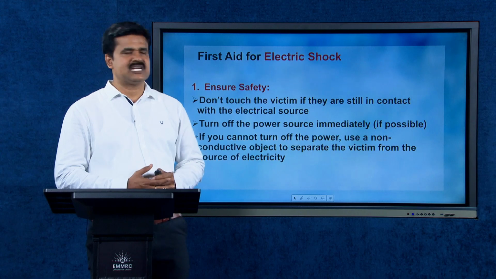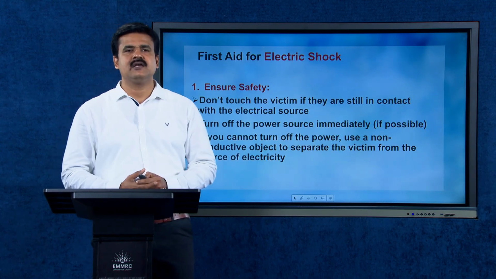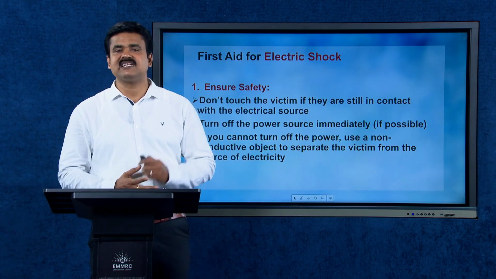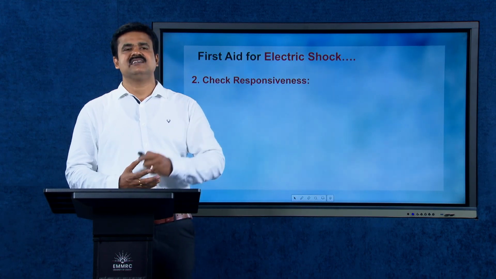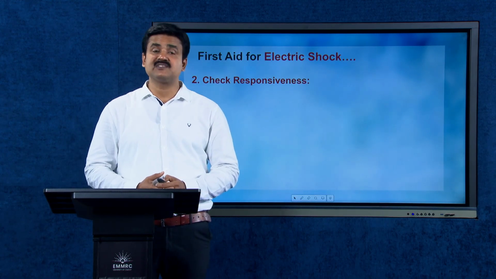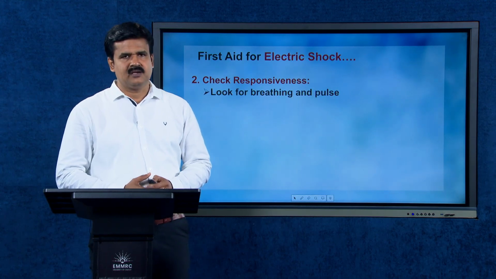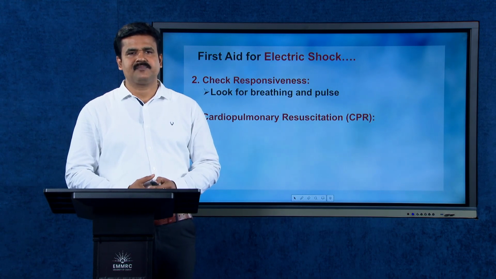If you cannot turn off the power, use a non-conductive object to separate the victim from the source of electricity. This is the second stage. Check responsiveness of the victim. Look for breathing and pulse.